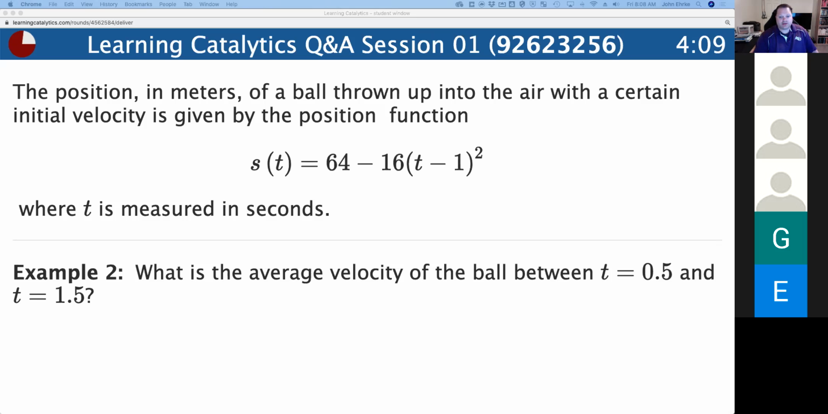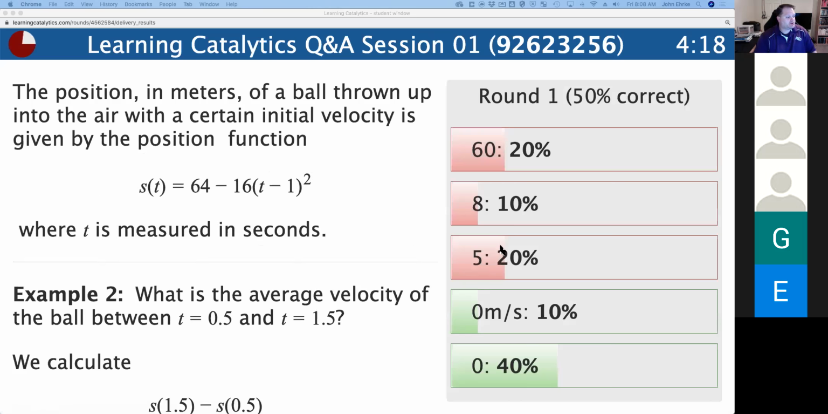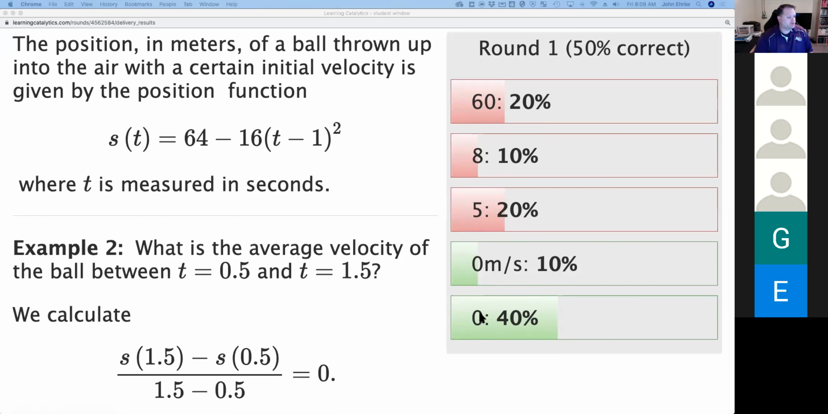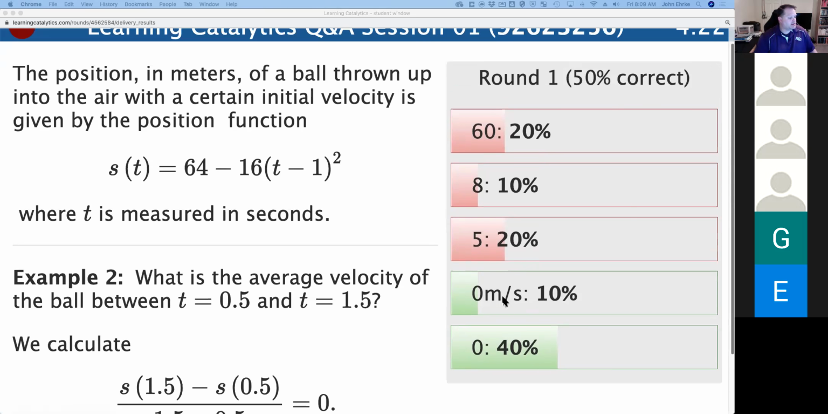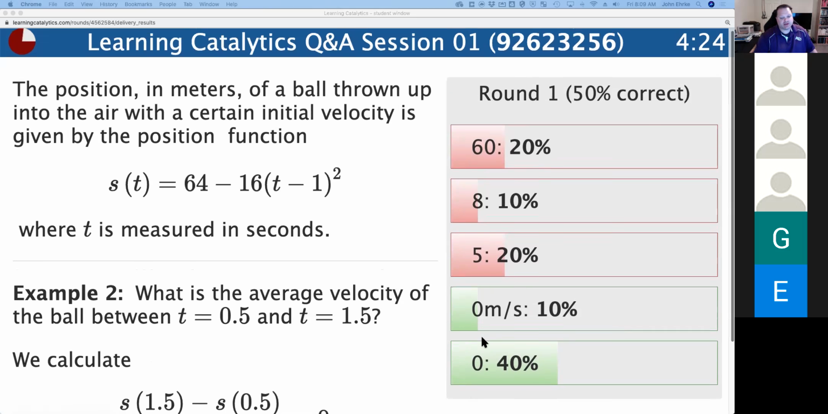All right, so most of the responses are filtering in at this point. So let's go ahead and look at the correct answer. The correct answer here is 0. So 50% of us got that correct. 0 meters per second is the average velocity.